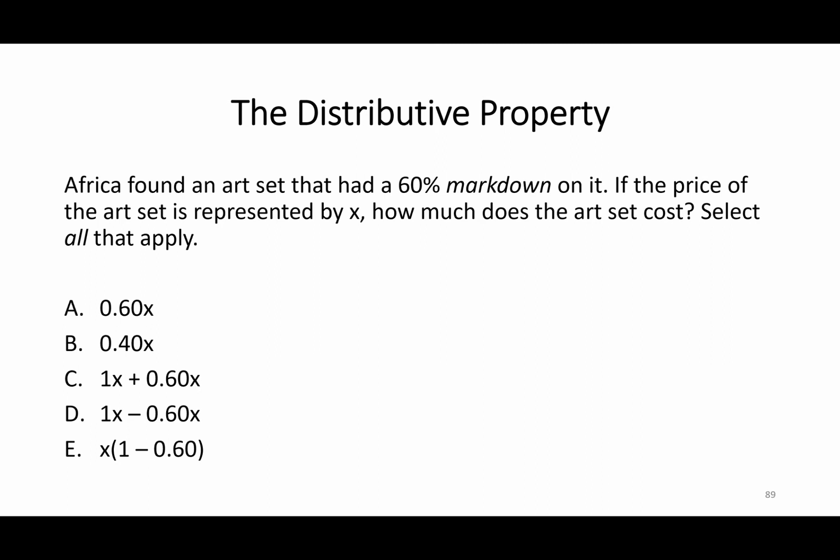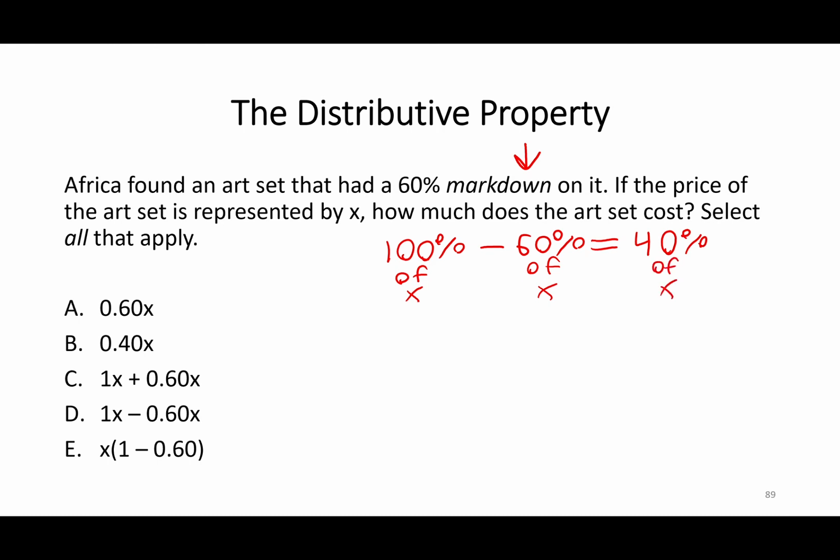Alright, so here's where we actually have problems that include the distributive property. Africa found an art set that had a 60% markdown on it. If the price of the art set is represented by X, how much does the art set cost? Well, we know that we have 100% minus, it's a markdown, so it's minus 60%. 100 minus 60 equals 40%. Now, all of these are 100%, 60%, or 40% of the art set's cost, which is represented by X. 100% of X minus 60% of X equals 40% of X.